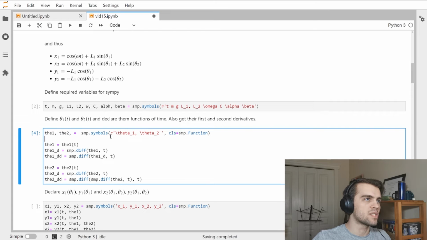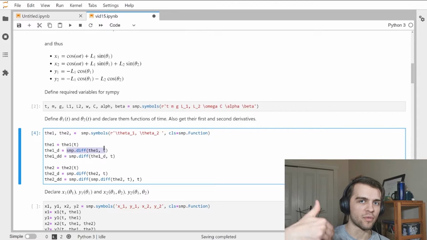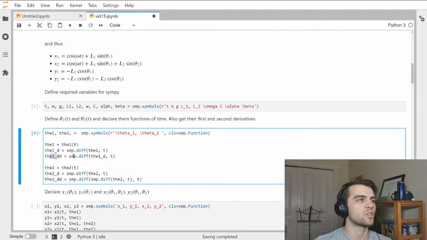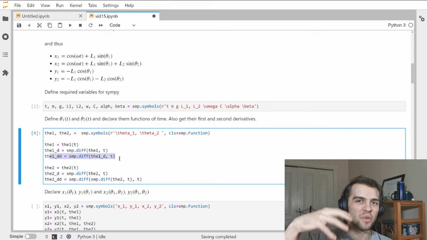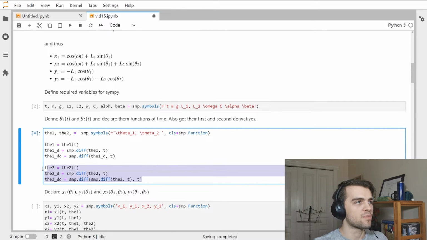So theta 1, theta 2 is equal to sp.symbols. I call them theta 1, theta 2. And I make sure that I have sympy.Function there. And that lets them know that they're going to be a function of some variable. Then I say that theta 1 is equal to a function of time here. And so then I get the first derivative, a single d for the first derivative. theta 1d is equal to sp.diff(theta 1, t). So that takes the derivative of theta 1 with respect to t. And same thing for the second derivative. I take the derivative of the first derivative with respect to time, and that gives me the second derivative. And I also do all the same things for theta 2.